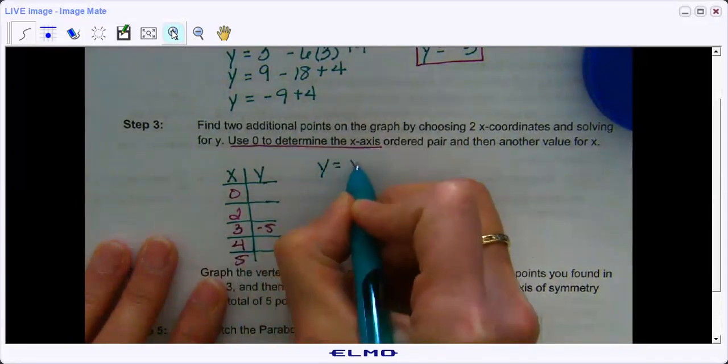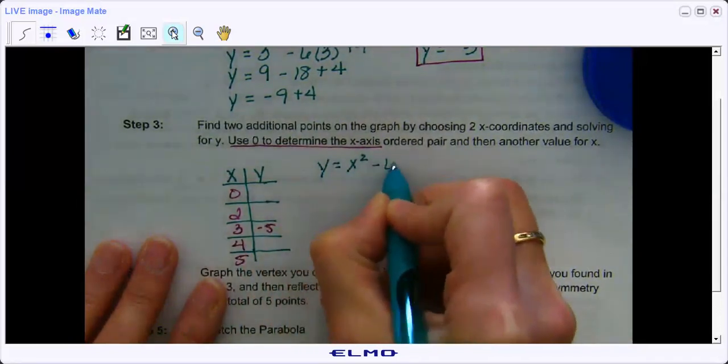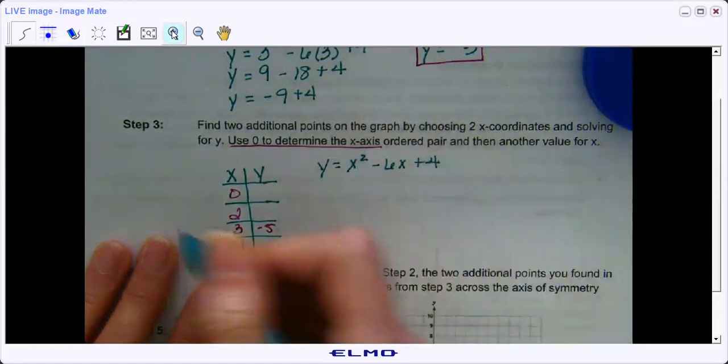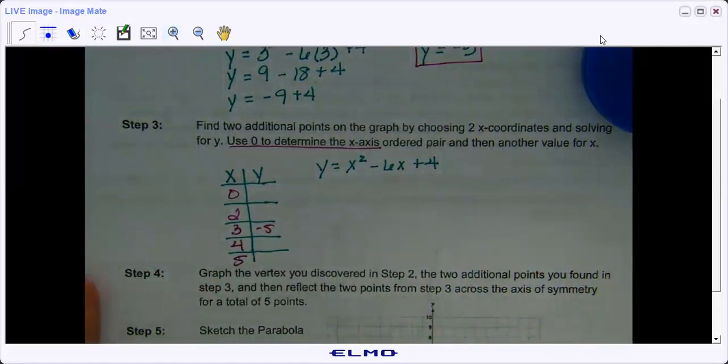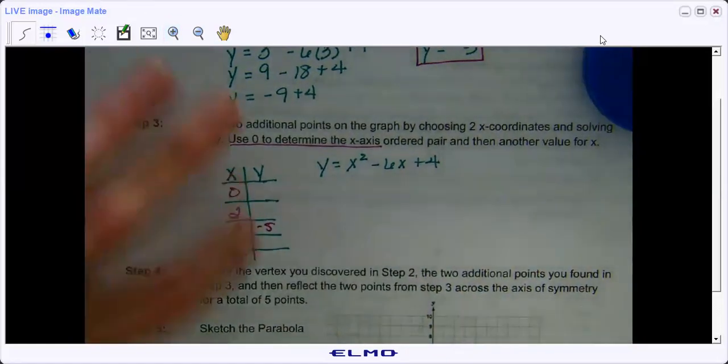So I'm just going to use my equation and solve for those. I want you all to do that on your own, okay? So I'm going to go ahead and pause the video. Go ahead and find all of your ordered pairs.